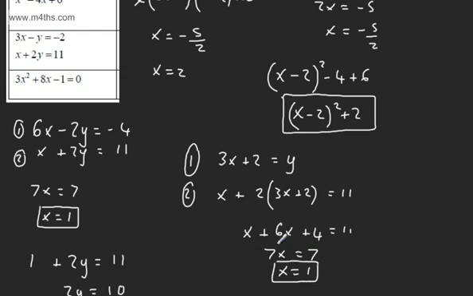And then of course all we need to do to find y is put it back into this one. And we can say 3 lots of 1 plus 2, that's what I want, is equal to y. 3 plus 2, 5 is equal to y. And that is called solving a simultaneous equation by substitution.